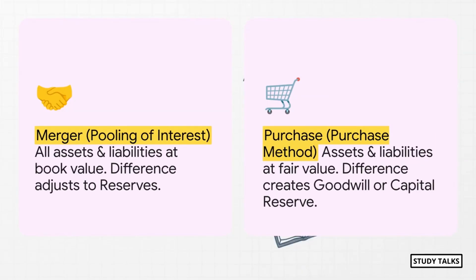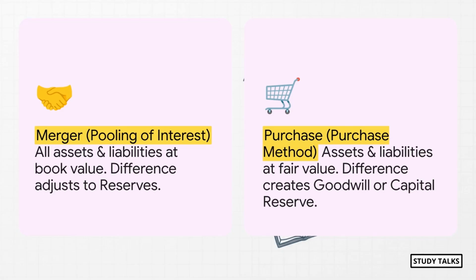And this slide right here shows you why that distinction matters so much. In a merger, you use something called the pooling of interest method. You take assets at book value and, this is huge, you carry forward all the reserves of the old company. Any difference between the price you paid and the share capital you took on just gets adjusted against your own reserves. But in a purchase, it's a whole different ballgame.